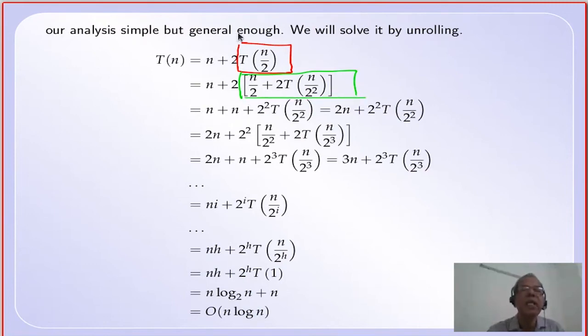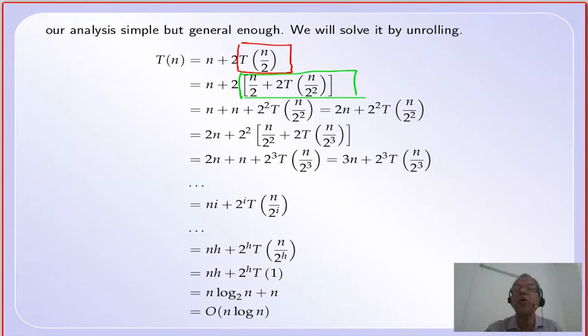If the input is n, then in the recursion it is n by 2. If the input is n by 2, in the recursion it is n by 2 squared. Simplify. 2 times n by 2 is n. 2 times 2 is 2 squared. Therefore, you get n plus 2 squared T of n by 2 squared. Further simplification, 2n plus 2 squared T of n by 2 squared. You may already start seeing the pattern.